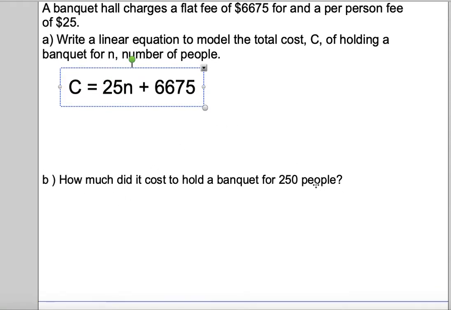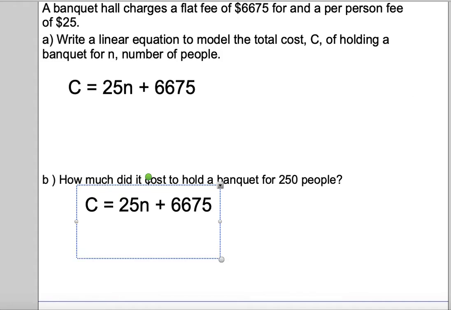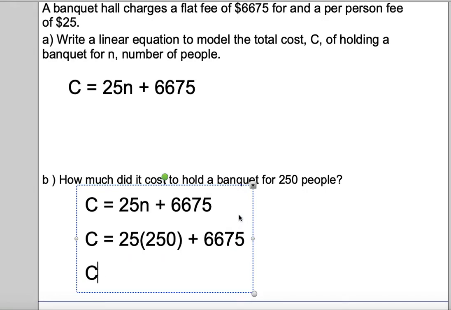This question says, how much did it cost for 250 people? If we're using our formula of cost is equal to $25 per the number of people plus a flat fee of $6,675, and we want to know how much it's going to cost for 250 people, our cost would be equal to 25 times that 250 people. So n, our number of people, becomes 250, plus $6,675. You would go ahead and solve that.